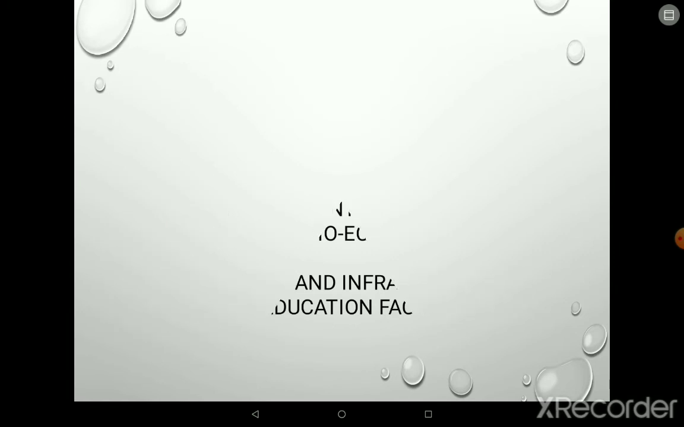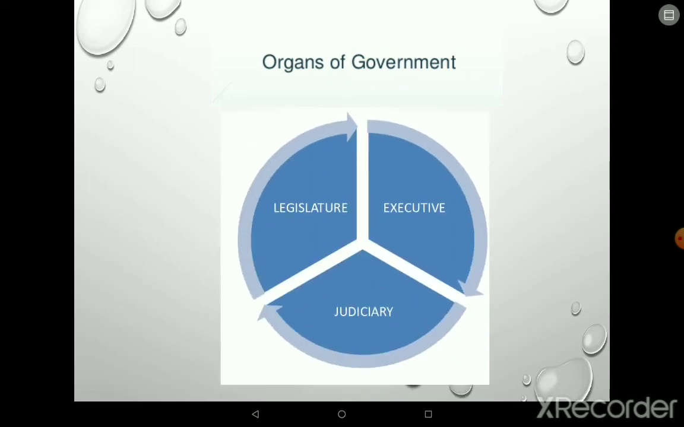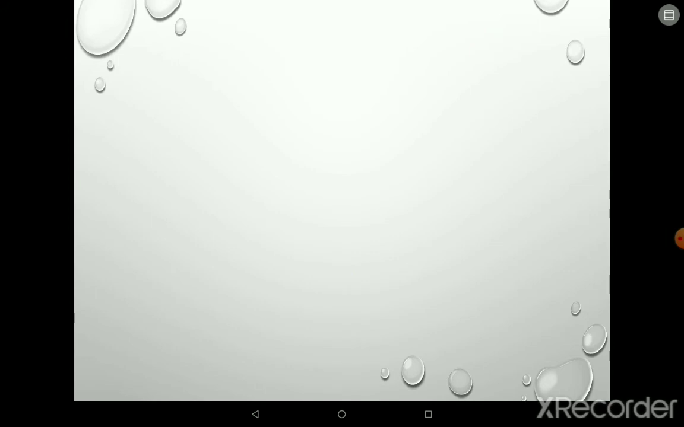Next are the organs of the government. The government has three organs, namely legislature, executive, and the judiciary. These organs perform different functions in a different way. Let's learn about these three organs in detail.